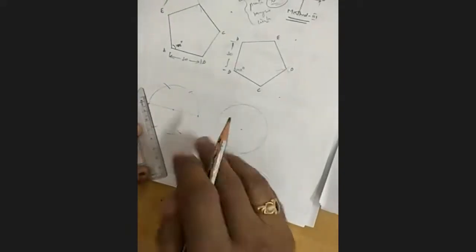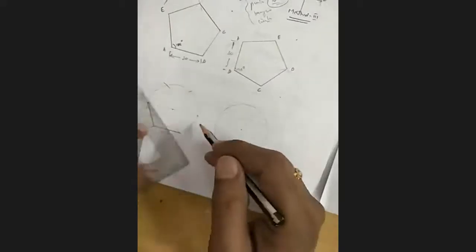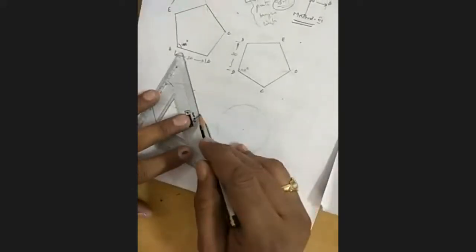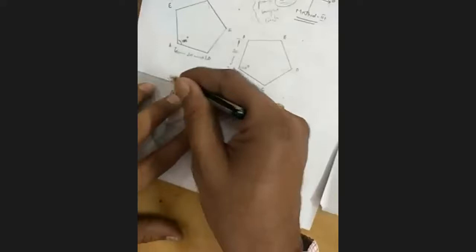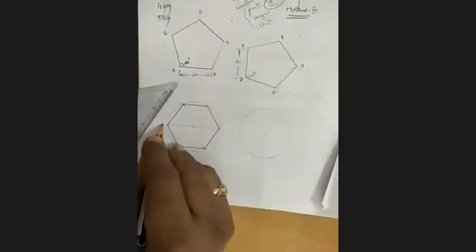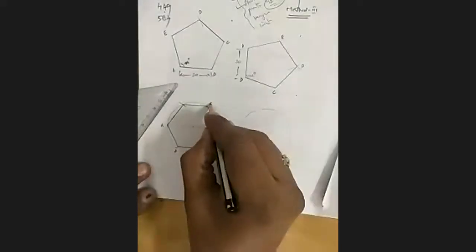From that point, join the first cutting. From this, join this, join this. See, this is your regular hexagon A, B, C, D, E, F.